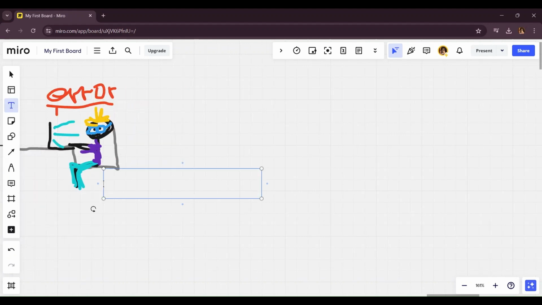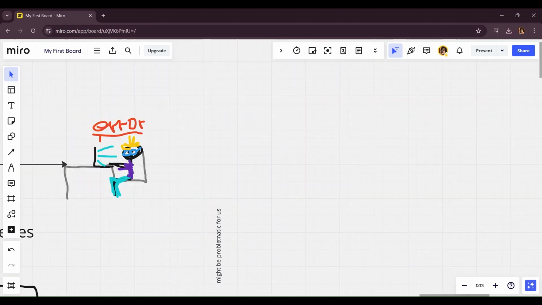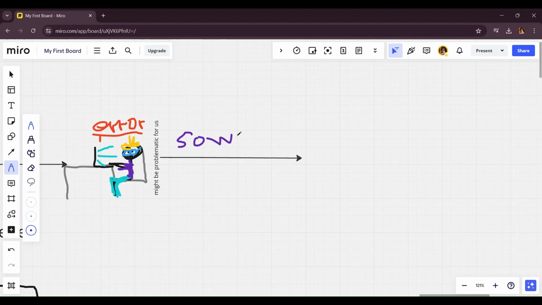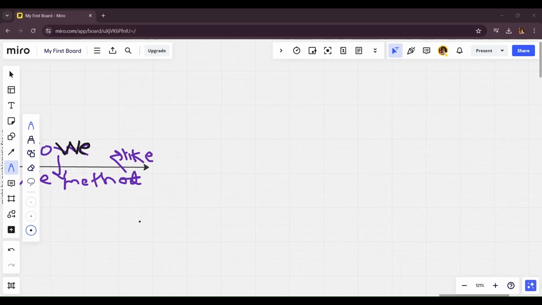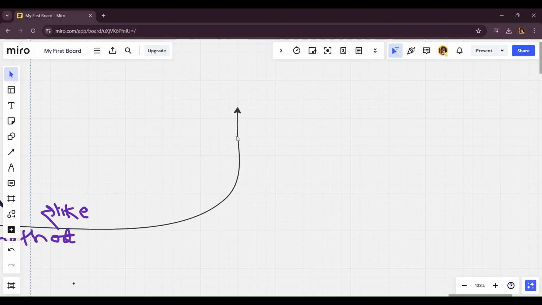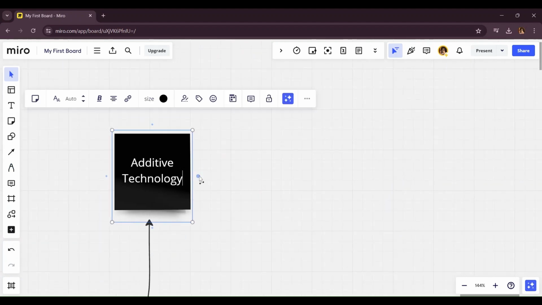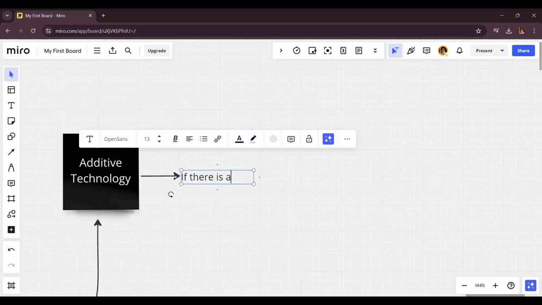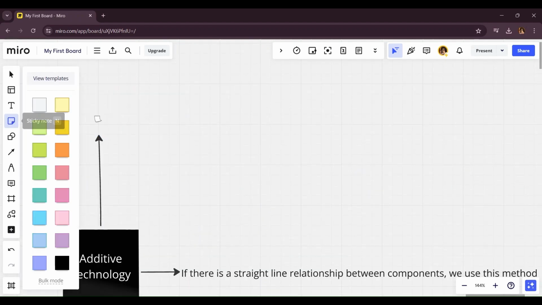And it might be problematic for us to do all of these in one go. That's why we have some methods. We use methods like this. The first method that we have is additive methodology. It's when there is a straight line relationship between two components. We use this method for a straight line relationship, or linear.